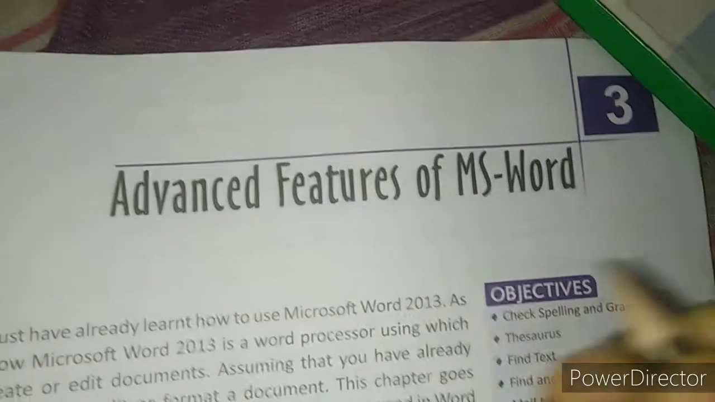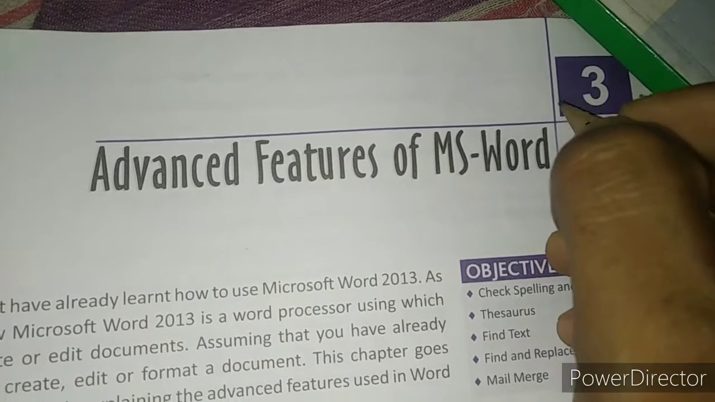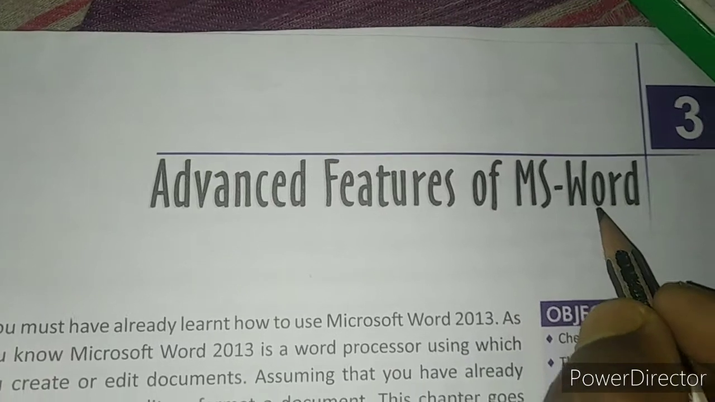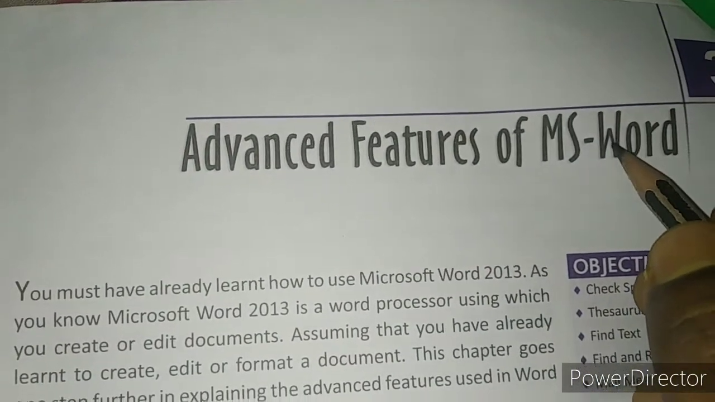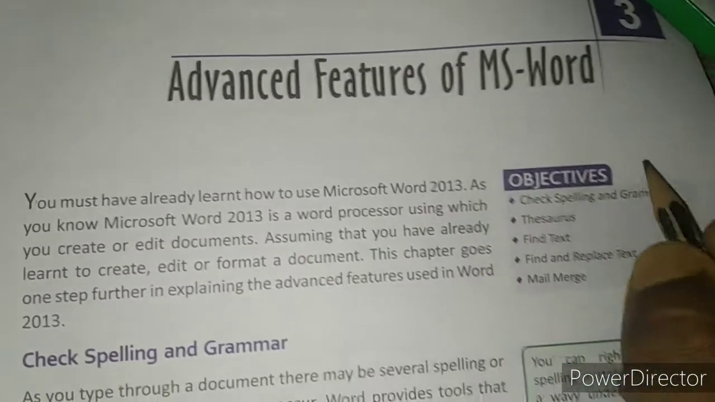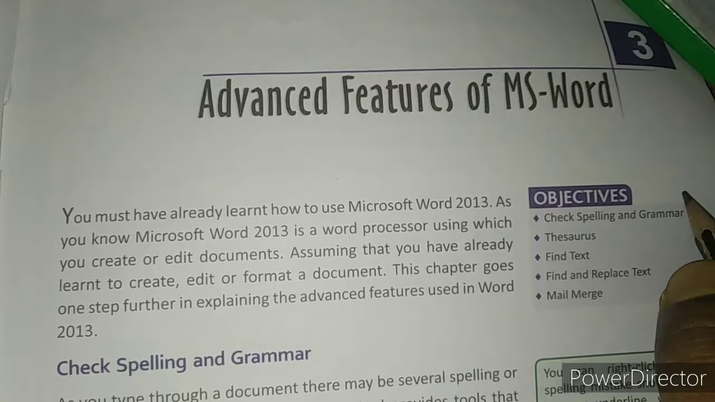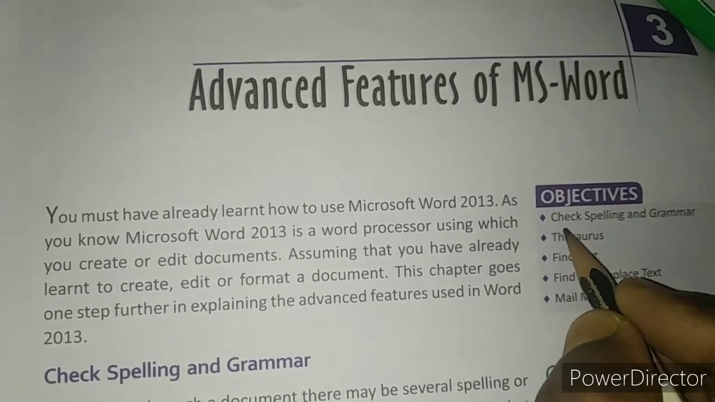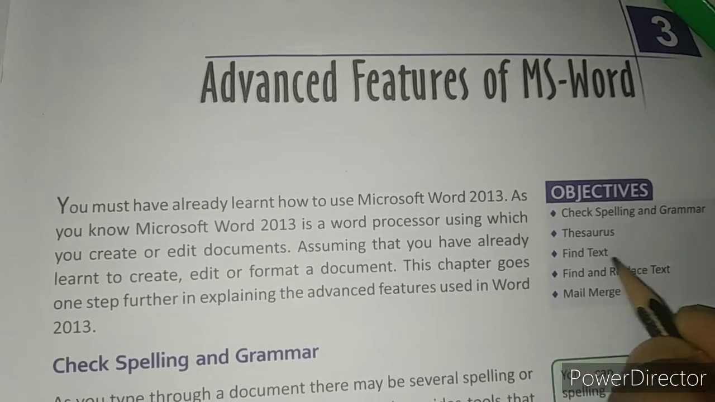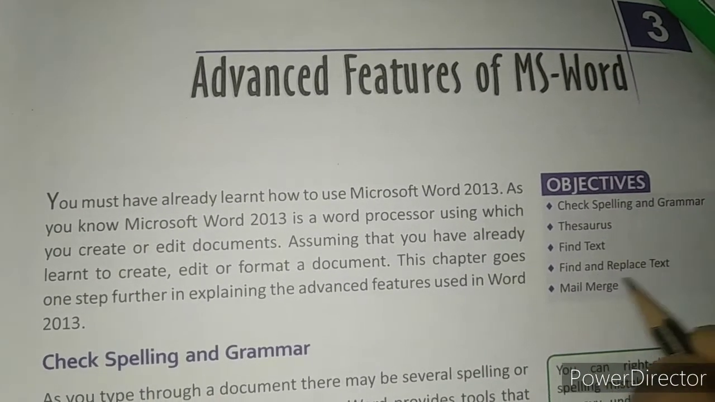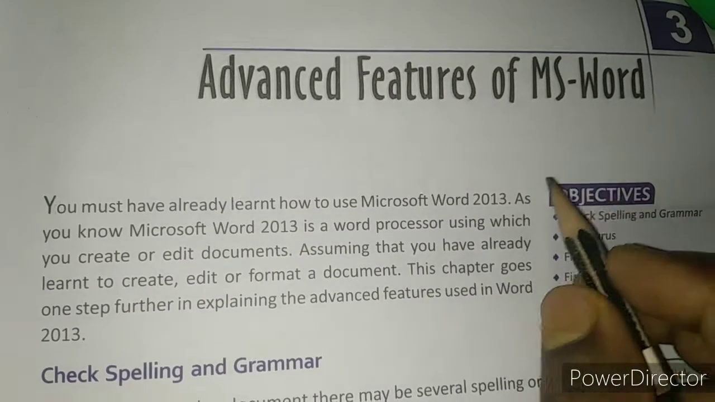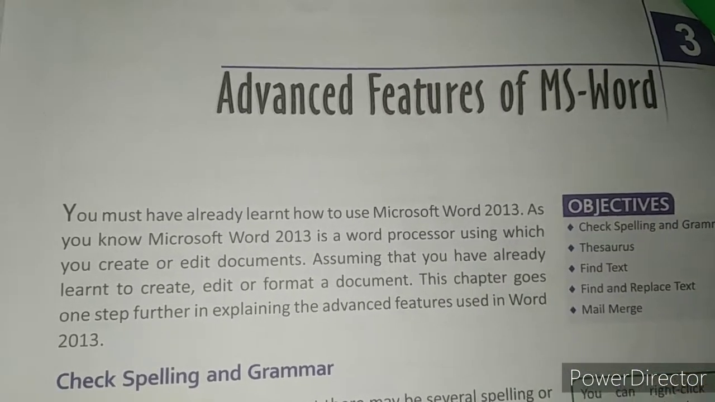In this video we will discuss chapter number 3, advanced features of MS Word. So let us start. What things have been given in this chapter? Spelling and grammar check, thesaurus, find text, find and replace, and mail merge. These things will be discussed in this chapter.